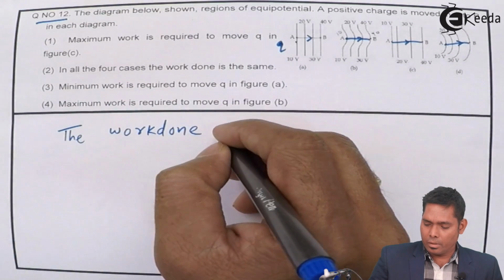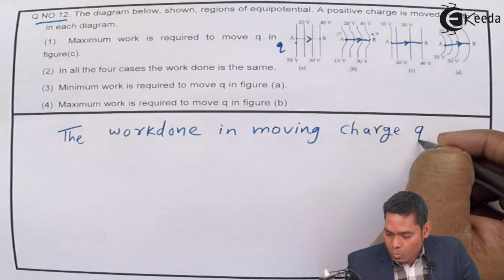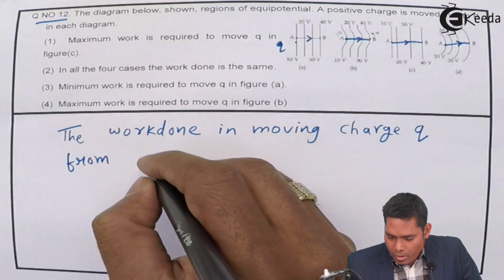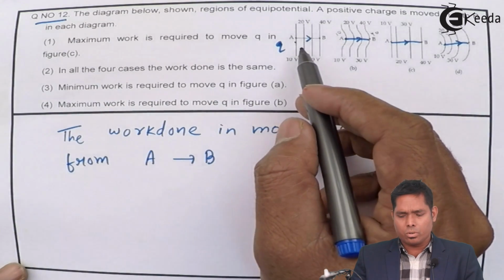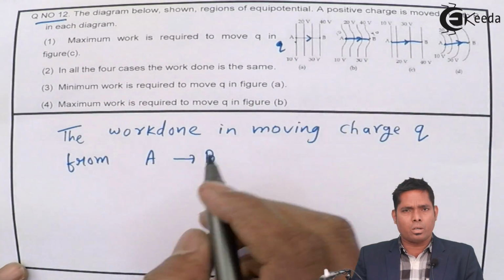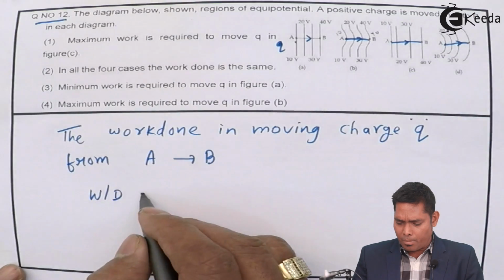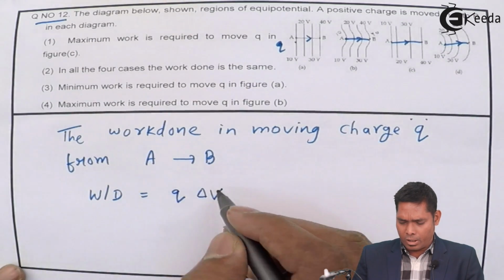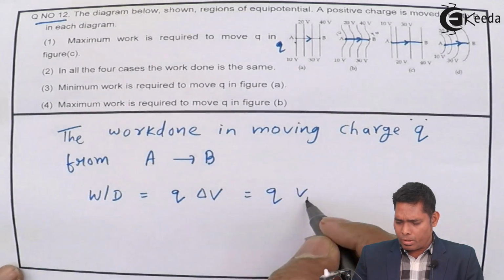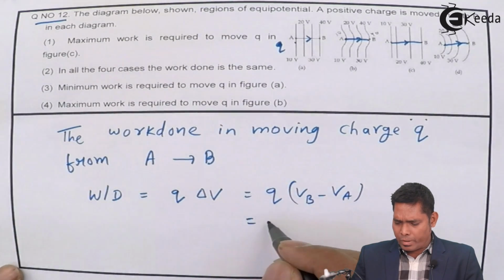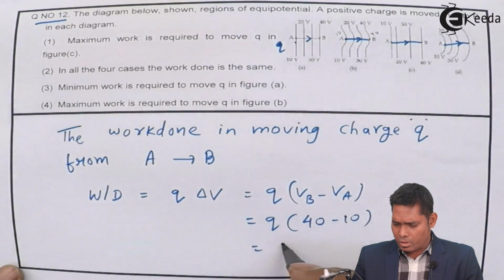The work done in moving charge Q from A to B. So we are interested in moving the charge from A to B in each of these four diagrams, and the work done is given by Q delta V, that is Q into (VB minus VA). Because Q is same, and VB is 40 and VA is 10, it is 30Q.